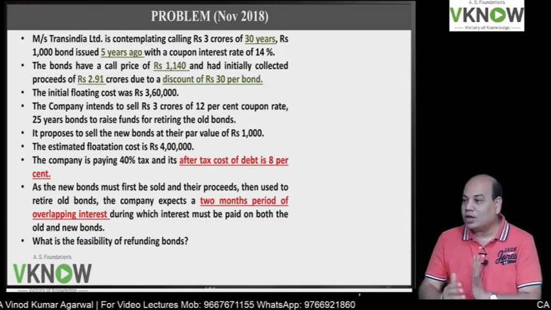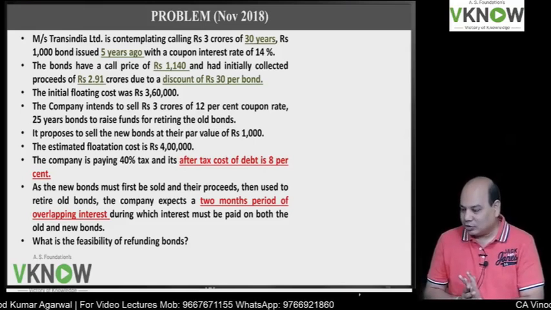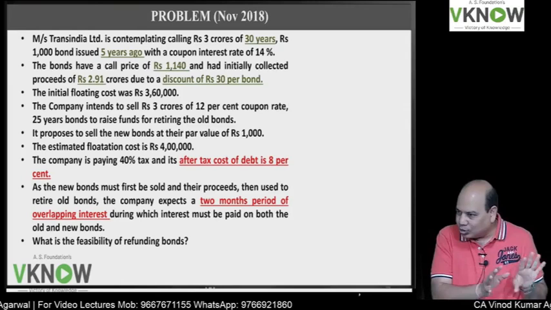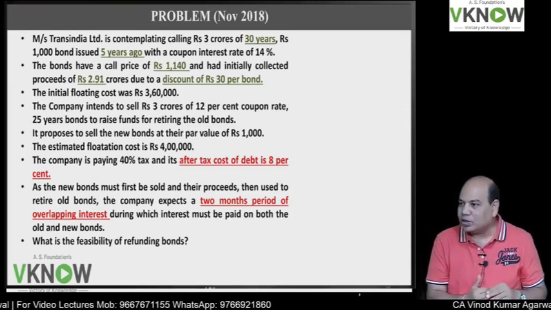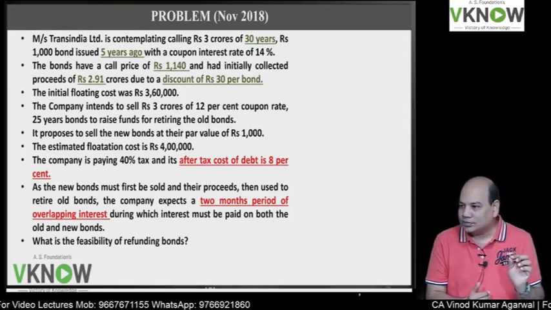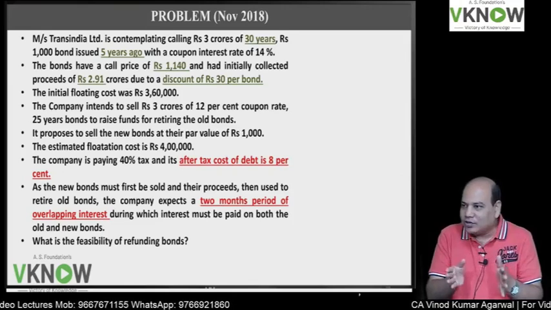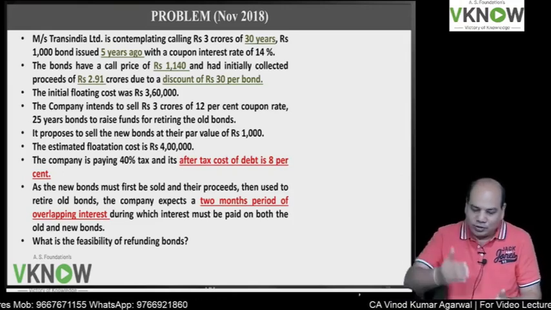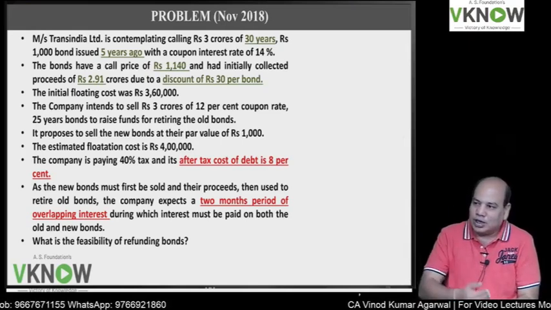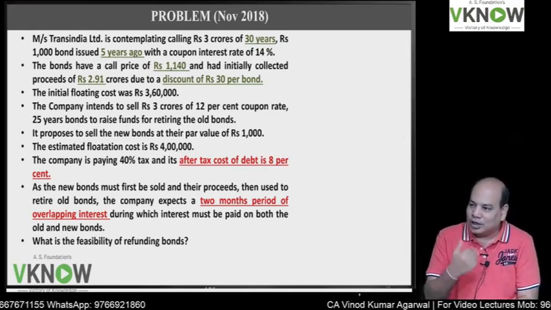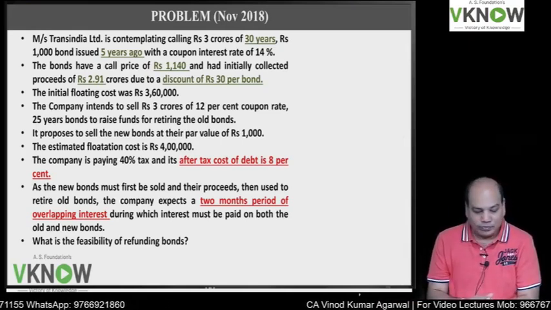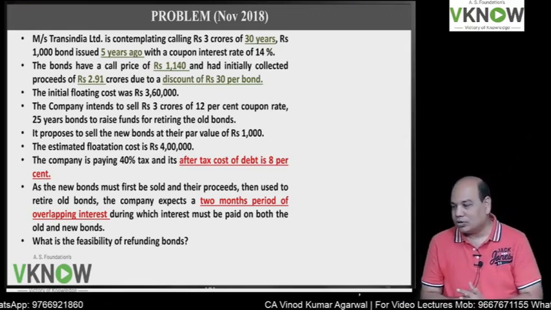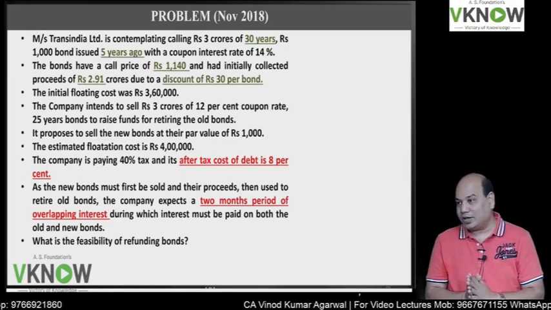Sometimes there can be overlapping interest. What is overlapping interest? That is, you are paying interest on the old bond and you will also pay interest on the new bond for some months, because you cannot exactly synchronize the redemption of the old bond and issue of the new bond. You can't say on 1st March I will redeem the old bond and also issue the new bond. So there may be some time gap, and therefore there is overlapping interest.